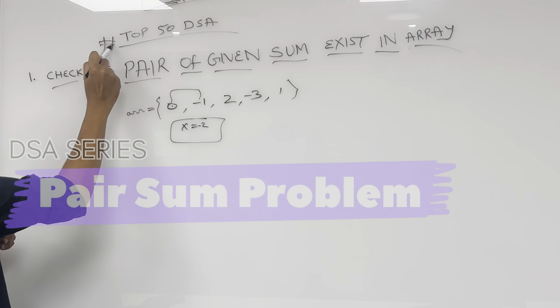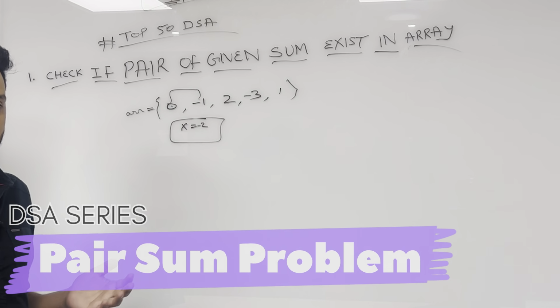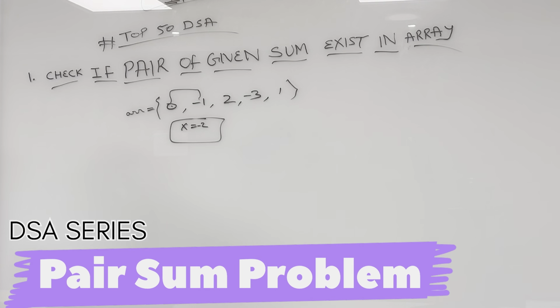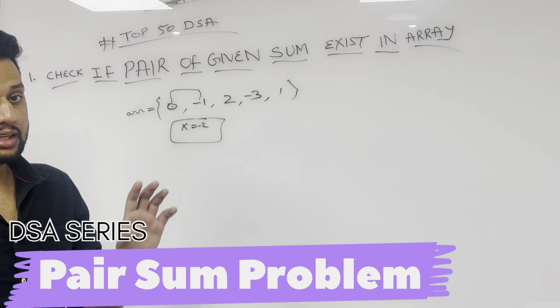We will be discussing top 50 DSA problems which are all placement specific problems. Our first problem is check if the pair of given sum exists in an array.